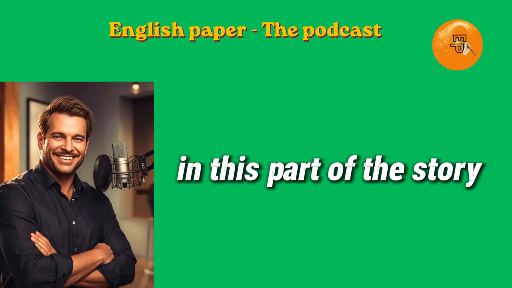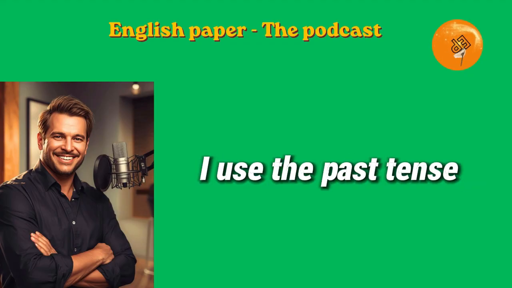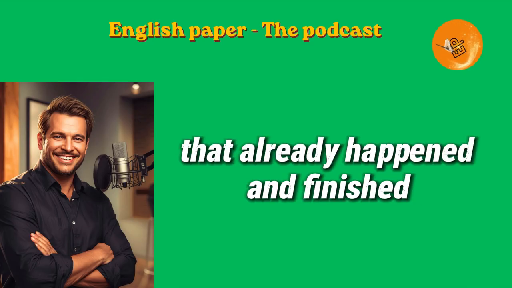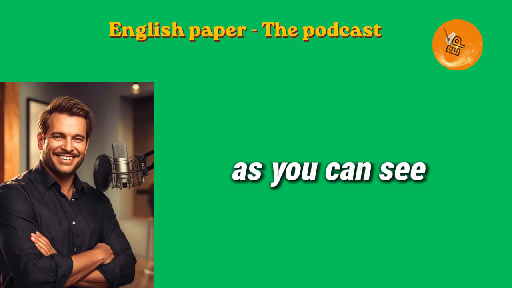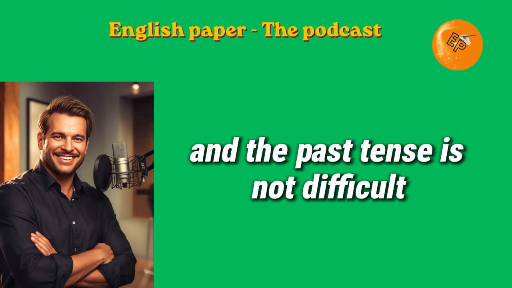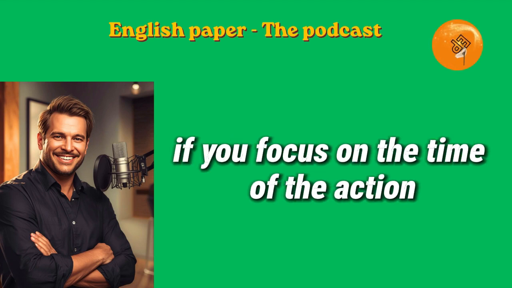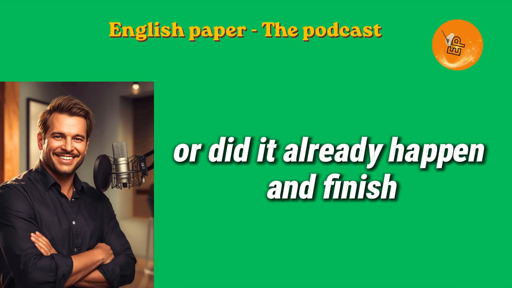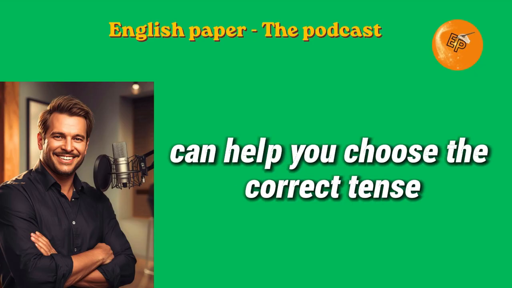In this part of the story, I use the past tense because I am talking about something that already happened and finished. As you can see, understanding the difference between the present tense and the past tense is not difficult if you focus on the time of the action. Always ask yourself, is this happening regularly or now, or did it already happen and finish? This simple question can help you choose the correct tense.